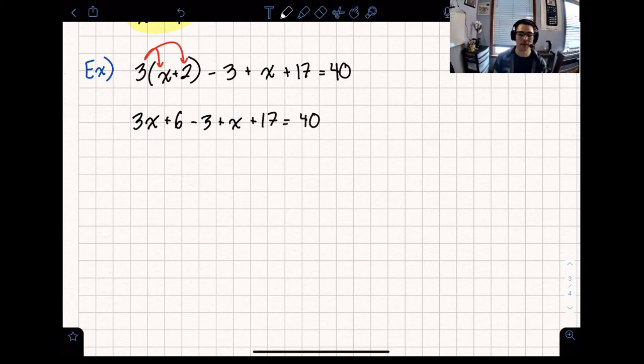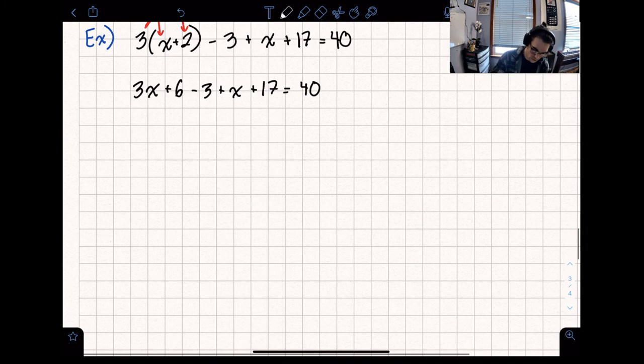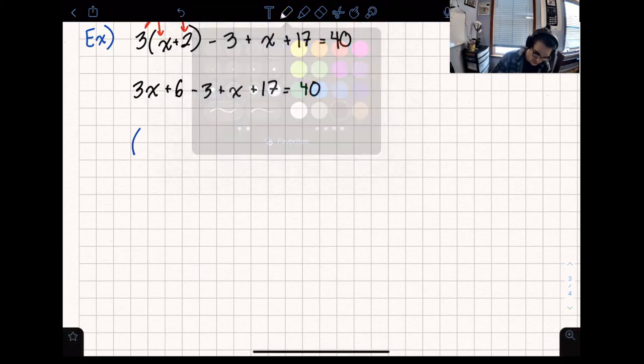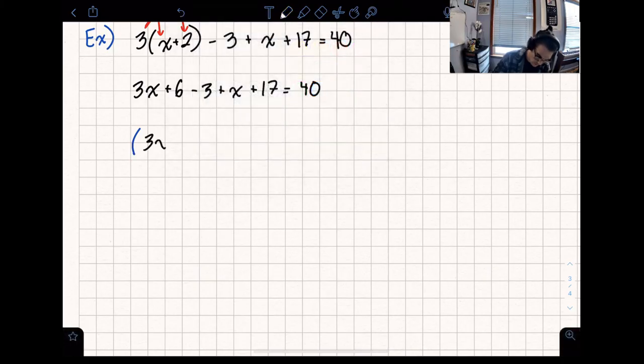Okay. From here, I'm going to start grouping my like terms together to make it easier on the eyes to see what will be combined. So I'm going to put these in parentheses again, just to make it a little bit easier on the eyes. So now, parenthesis, we're going to put the x terms in here. So we have our 3x from there, and then our plus x. And we're going to close our parentheses.